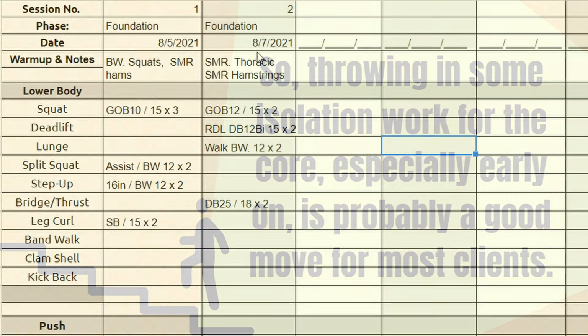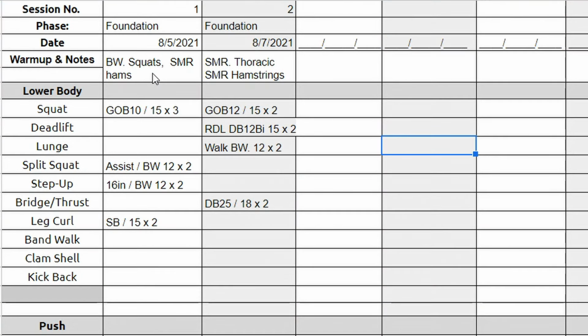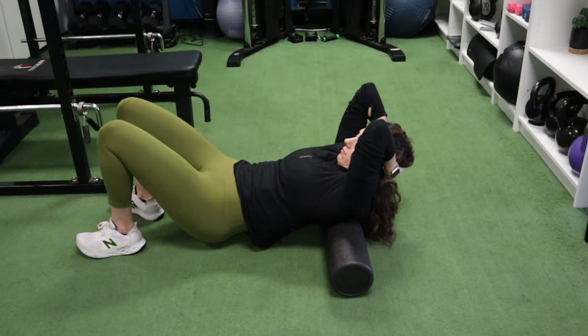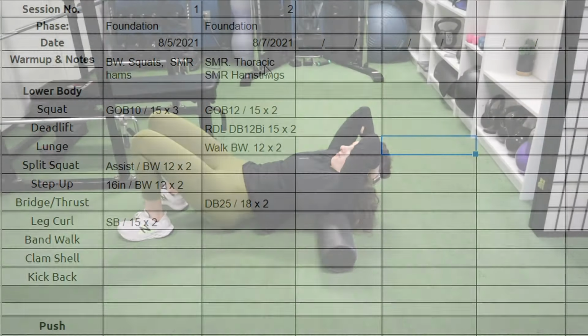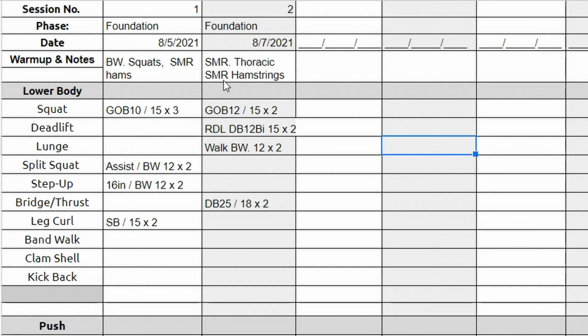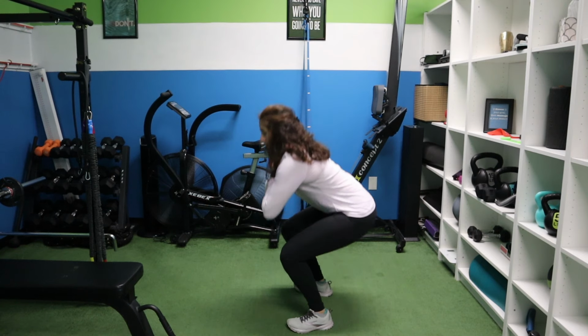So if we look at the second session, we see a lot of the same things. I didn't talk too much about our warm-up on day 1, but our warm-up on day 1 was bodyweight squats and SMR, self-myofascial release, for the hamstrings. On day 2, we're focusing a little bit extra on self-myofascial release using the foam roller, and we'll be doing that on the thoracic spine and again the hamstrings. Anyways, we still have goblet squats on the second day.